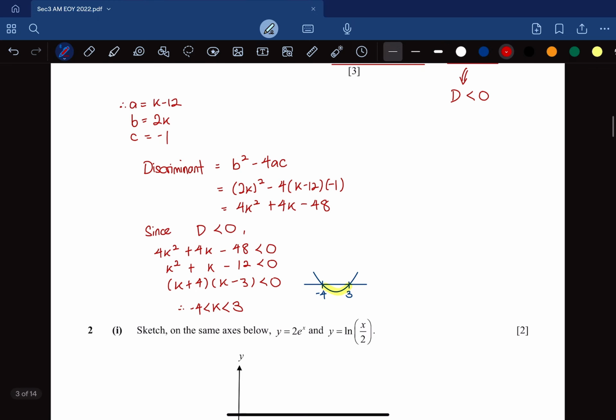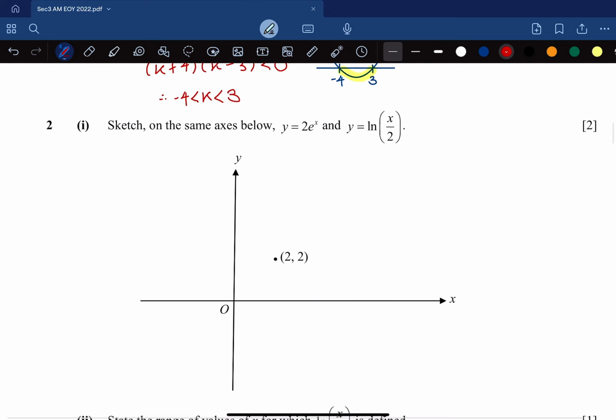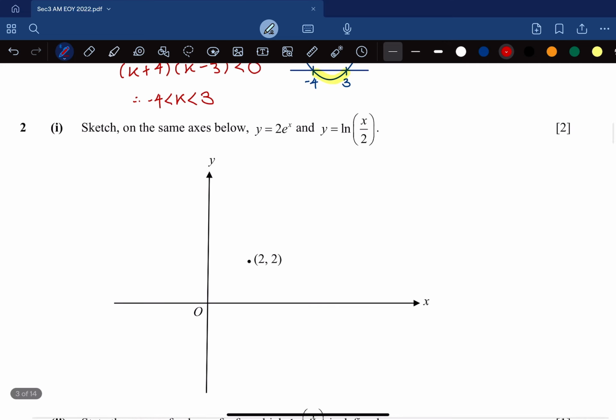Okay, next move on. Question 2. Sketch on the same axis below an exponential function and a ln function. So if you recall, for any exponential function, let me write the side, y equals 2e^x. The general shape for any exponential function, it always looks something like this.